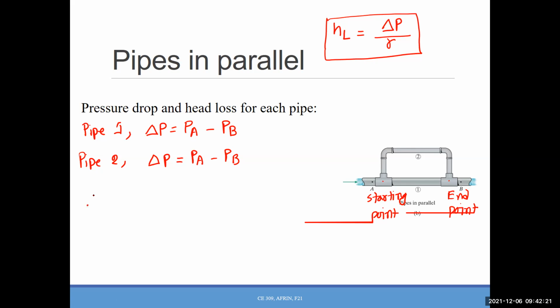Okay, that simply tells you head loss 1 equals head loss 2, each with its major and minor parts. Okay.